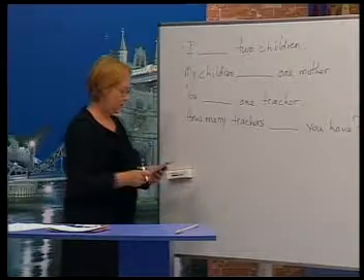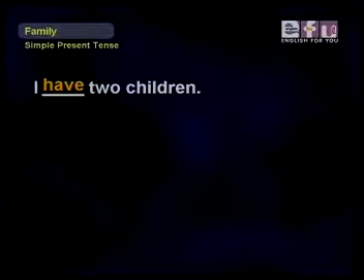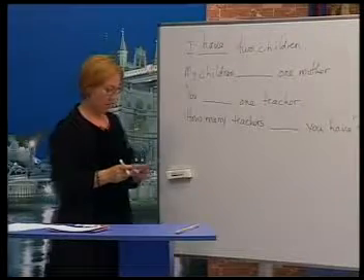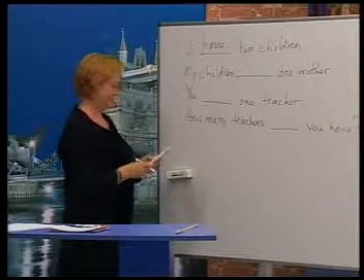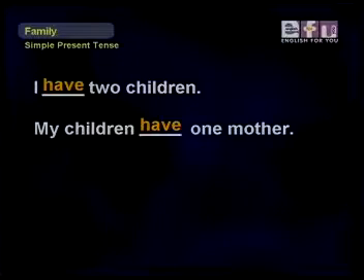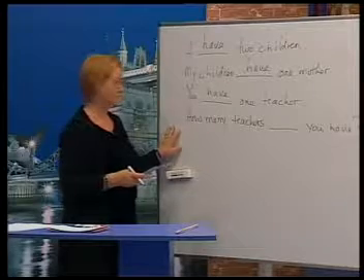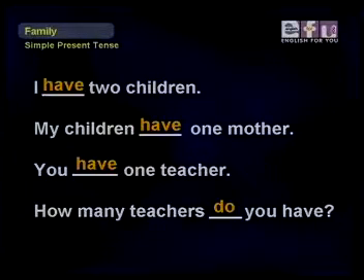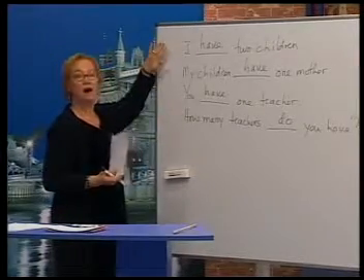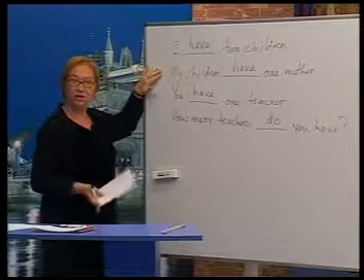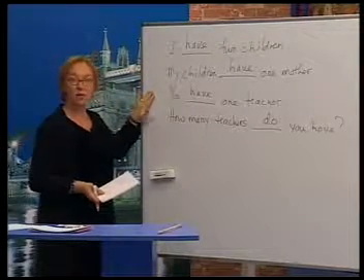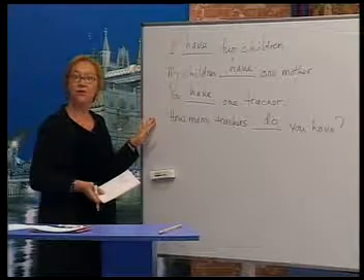Okay, now again, one by one. Lisa. I have 2 children. Yes, I have 2 children. Really? Okay, Ali. My children have 1 mother. Oh, very good, Ali. My children have 1 mother. Isabel. You have 1 teacher. Yes, you have 1 teacher. And Lisa. How many teachers do you have? Yes, good. How many teachers do you have? So again, I have 2 children. My children have one mother. You have one teacher. How many teachers do you have?